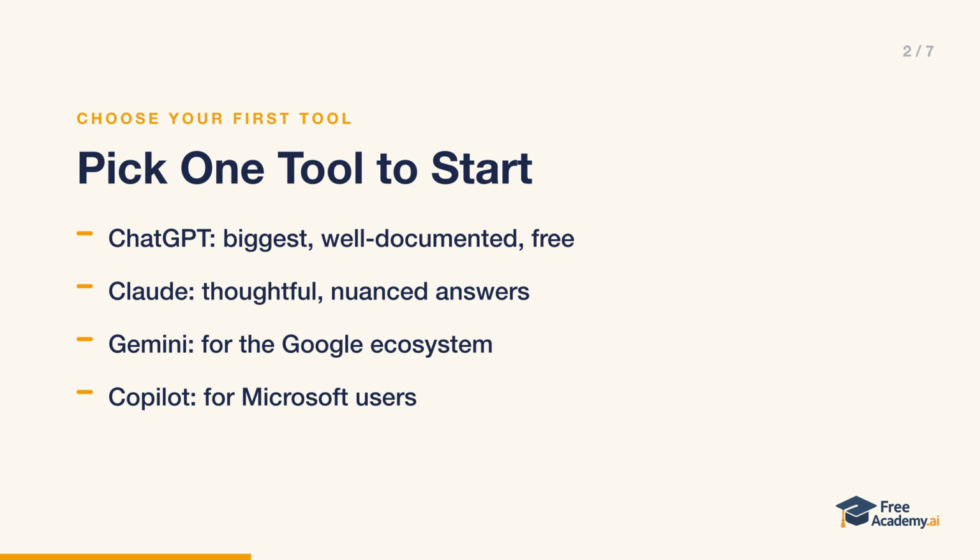If you'd like an alternative, there are a few good ones. Claude at Claude.ai is great if you value thoughtful, nuanced responses. Gemini at gemini.google.com fits if you're deep in the Google ecosystem, and Copilot at copilot.microsoft.com makes sense if you use Microsoft products heavily. All of them are free to try. The key here is to pick just one to start with. You can always explore the others later once you're comfortable.